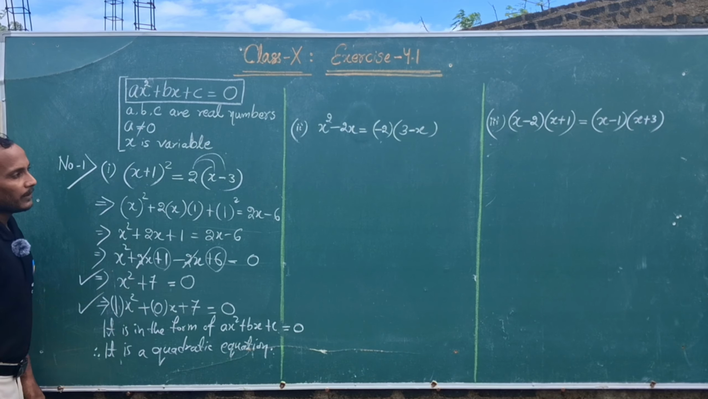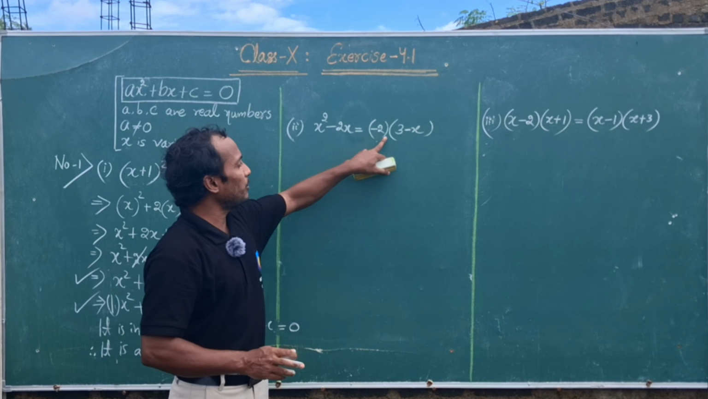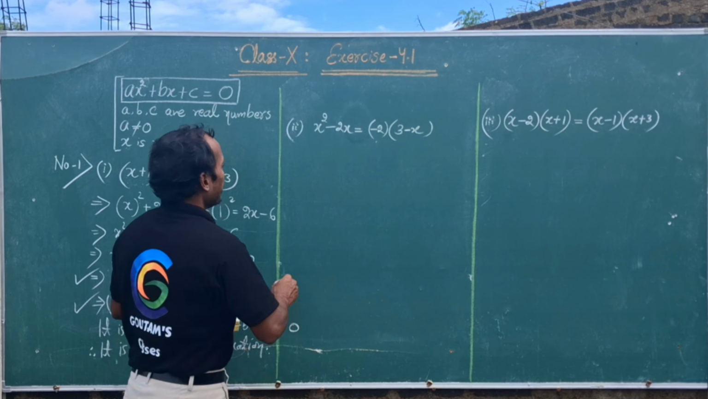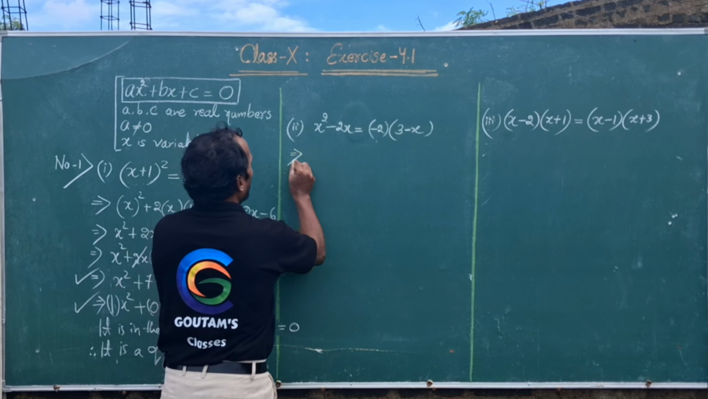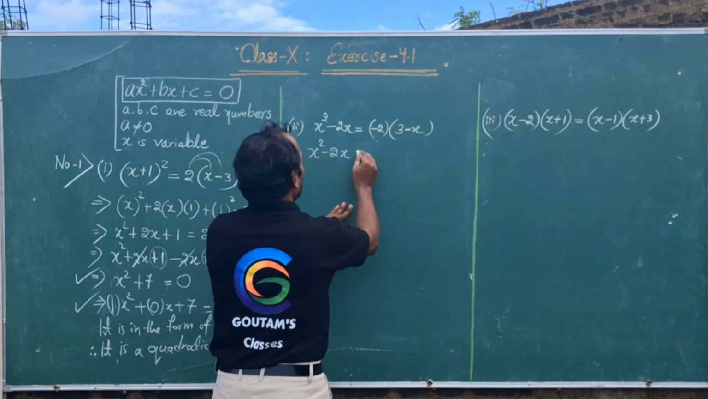Let's move on to question number 2. Here what do you have? X square minus 2x is equal to minus 2 into 3 minus x. Let me simplify for you. Left side is already simplified, you can see. I can write it as it is.